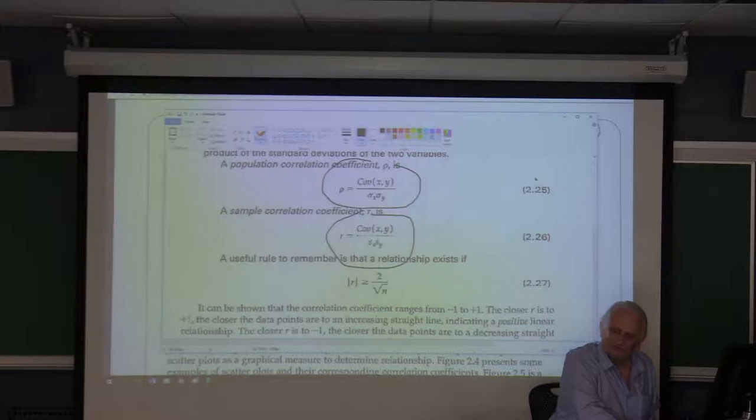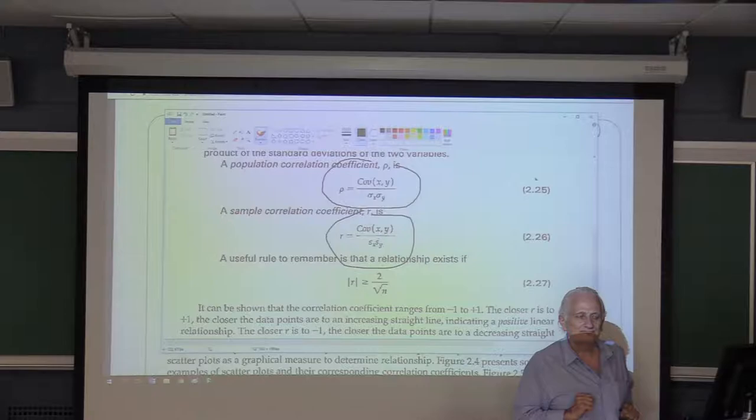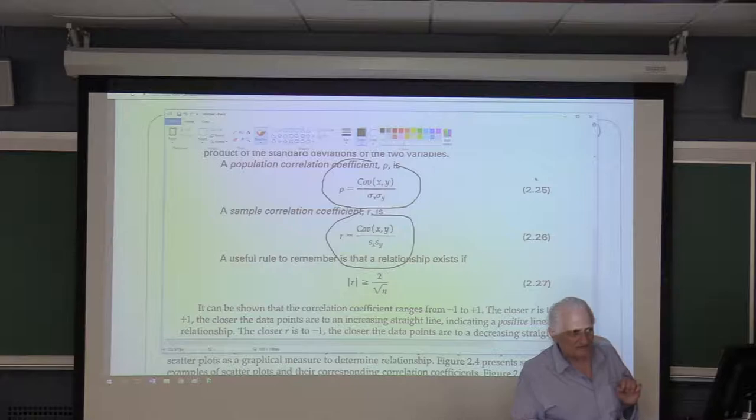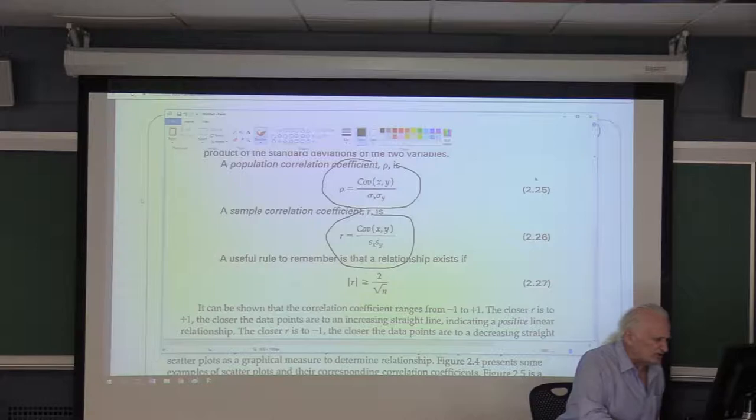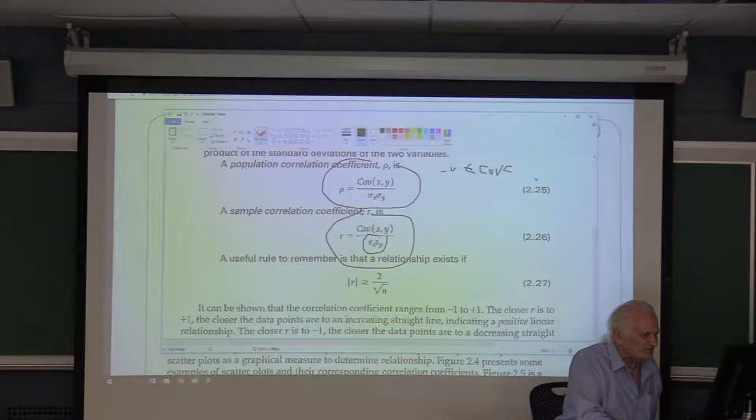So it's the covariance over this. When you divide the covariance by this product in the population or the sample, what is it that you're doing? Sorry? Say it. Yes. That is called the normalizing factor, this denominator. Because see, the covariance is unbounded. It can go from negative infinity to positive infinity.